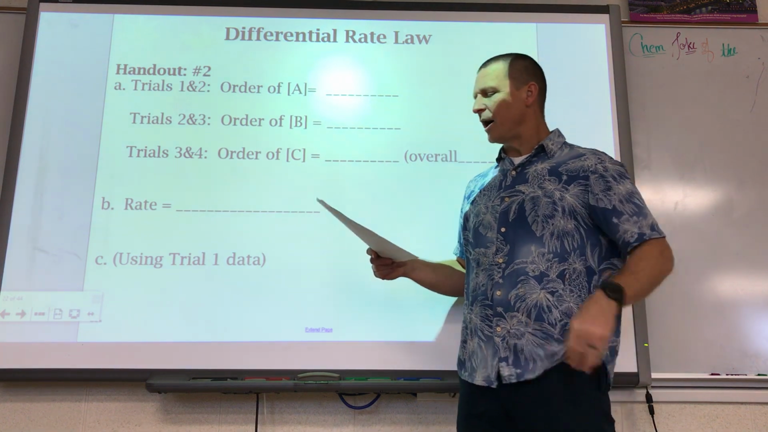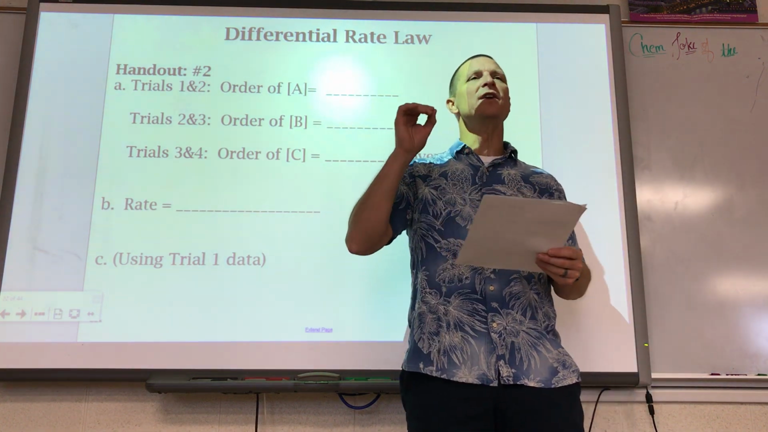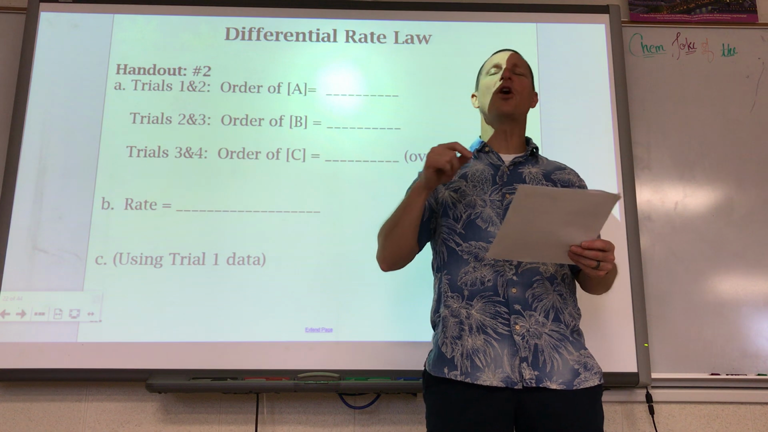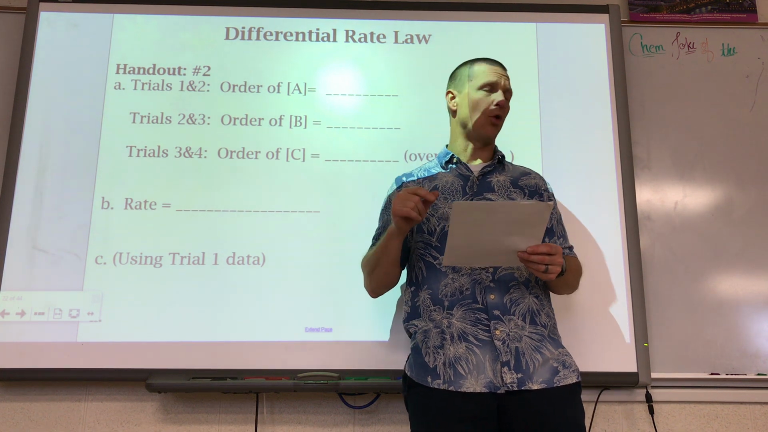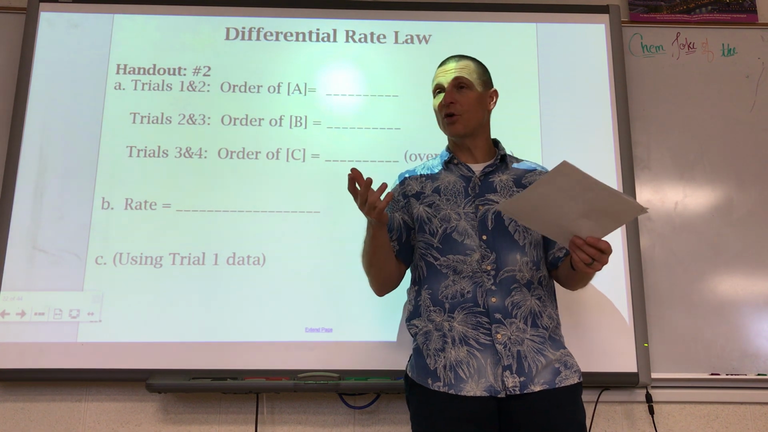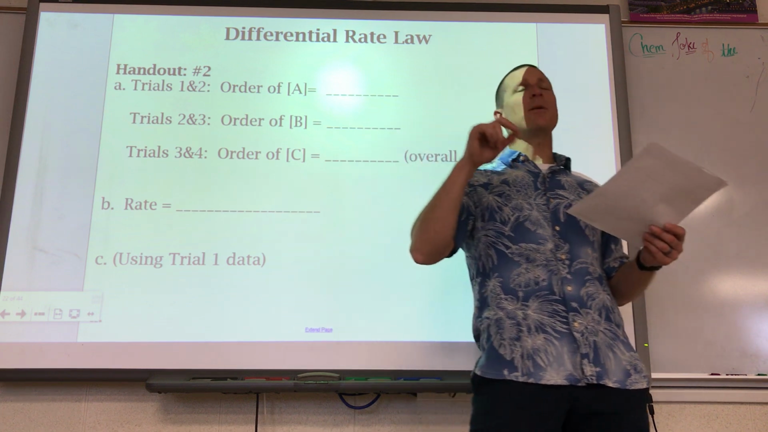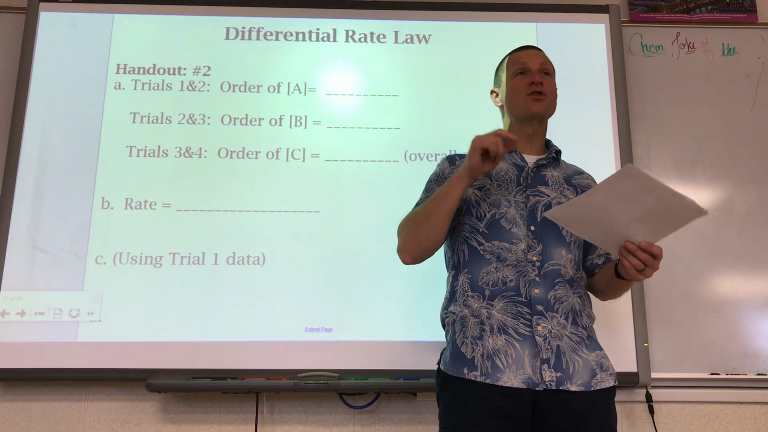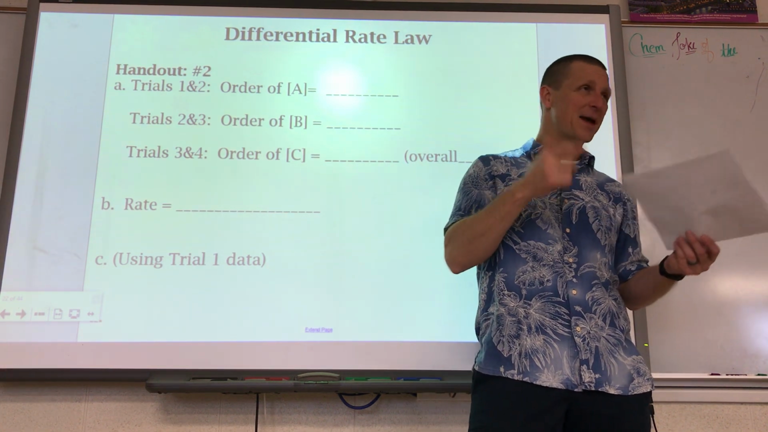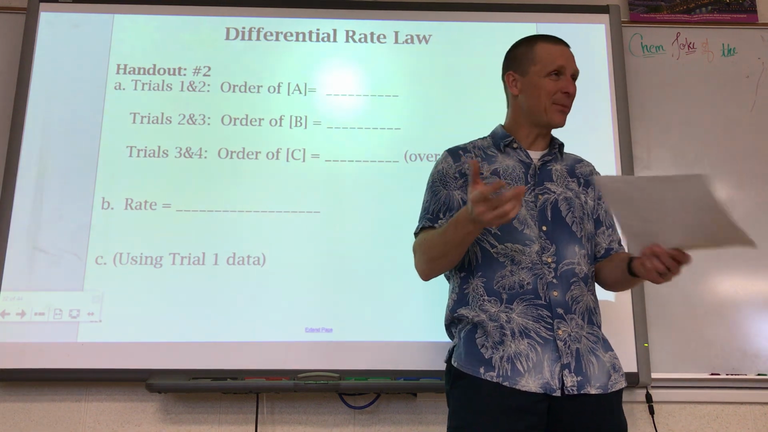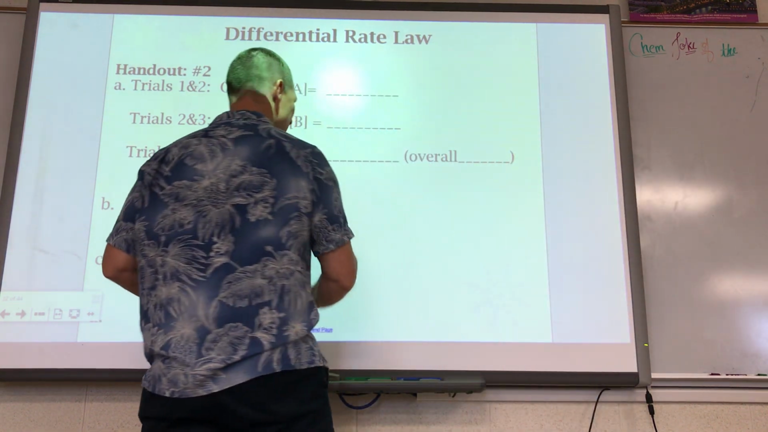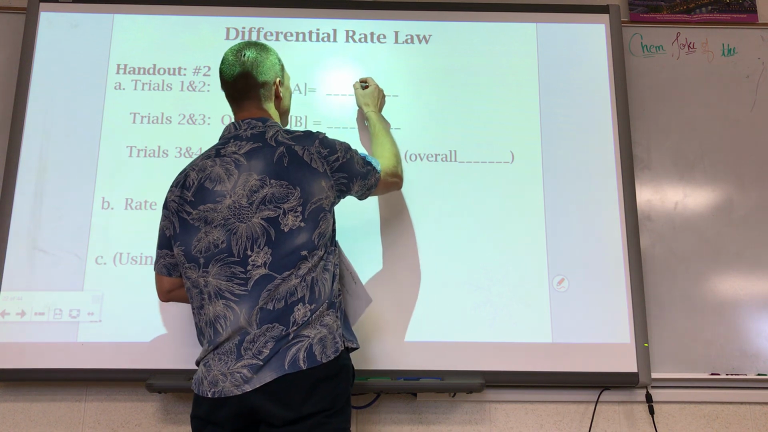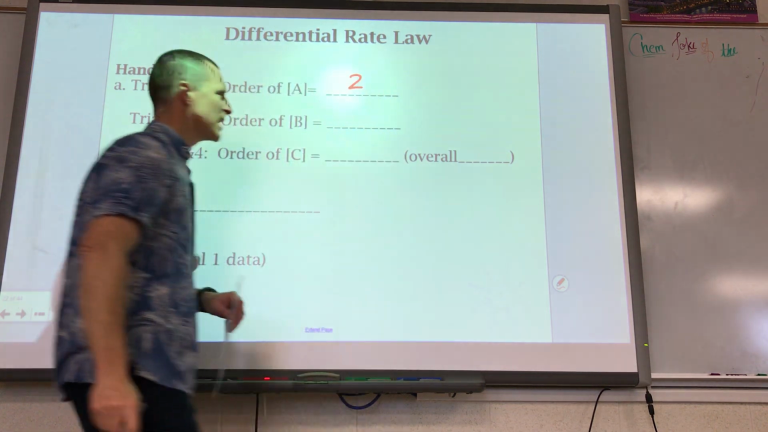So, now check this out. If A triples, and that causes the rate to go up by 9, what does that mean the order of A is? 2. It's second order, right. Whatever change happens to the concentration, if that change squared happens to the rate, that means it was second order. And that's what happened here. The concentration went up by 3, and the rate went up by 9. So that means A is second order.